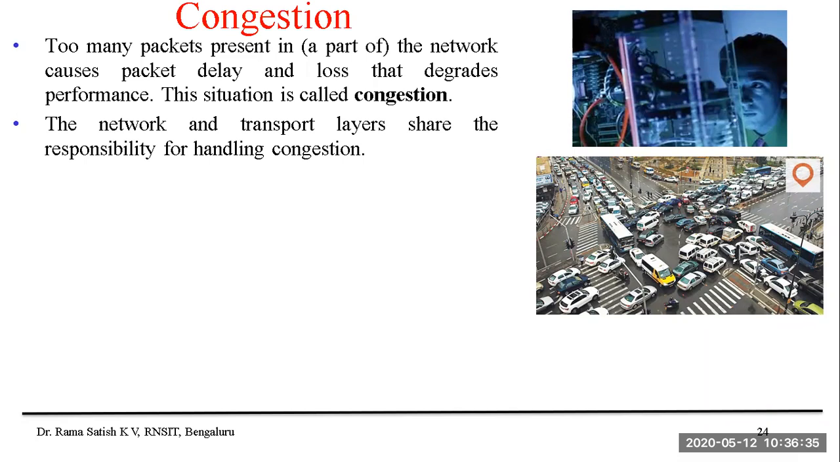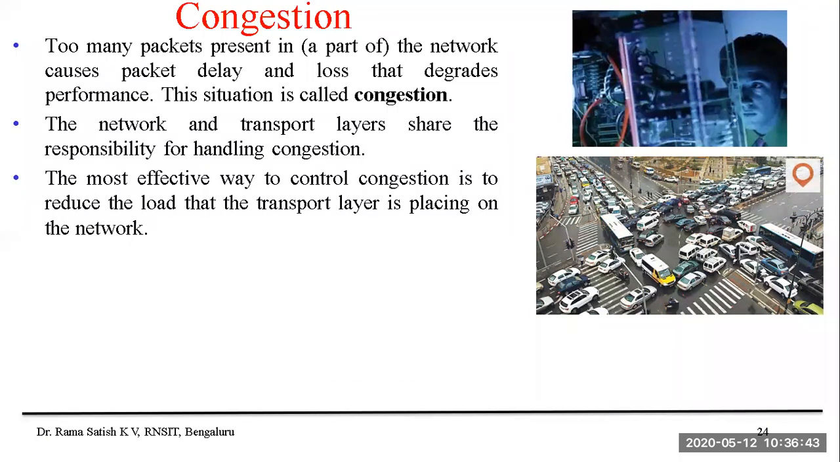The network and transport layer share the responsibility of handling and controlling this congestion. And of course, the most effective way to control congestion is to reduce the load. Reduce the load, reduce the number of vehicles on the road, and automatically the traffic will flow freely. The same way, reduce the number of packets, and automatically the congestion will be rectified. The most effective way to control congestion is to reduce the load that the transport layer is placing on the network.